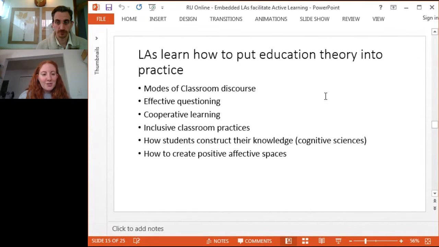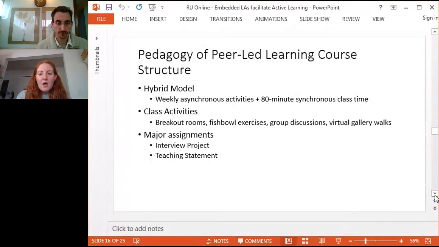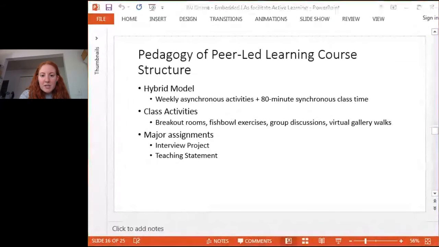So looking now into how we have transitioned into this past fall semester and this current spring, with what the course looks like. Corey, you may need to move to the next slide to show this. Okay, great, thank you. So with the pedagogy course, like I said before, it's normally a 3-hour in-person course where LAs meet once a week. We've converted it into a hybrid model to be more conducive to an online environment.